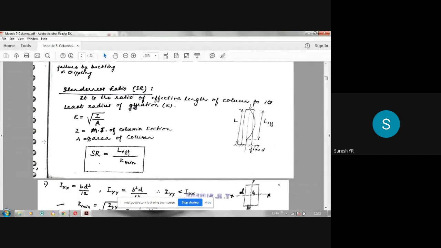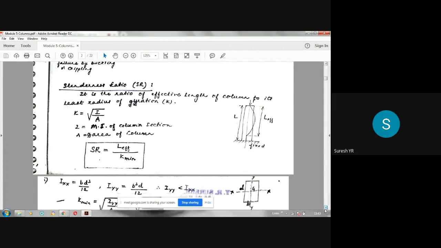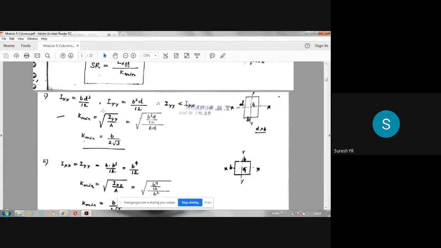See here, I have shown that. In the rectangular section, I have taken this as B and this as D. IXX is BD cube by 12 and IYY is DB cube by 12; just interchange B and D. In this case, IYY is less than IXX because B is less than D, or D is greater than B. Since D is greater than B, naturally this is more than this, and therefore this is minimum. So IYY is minimum, less than IXX.